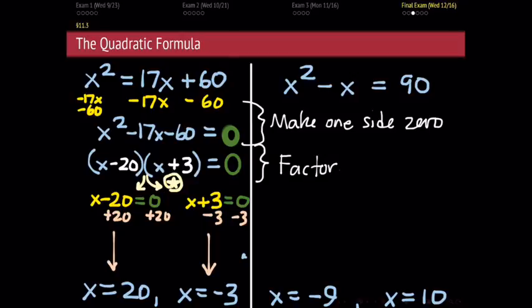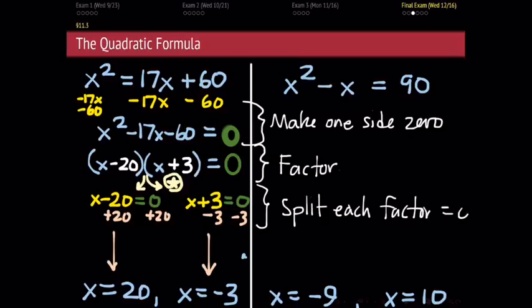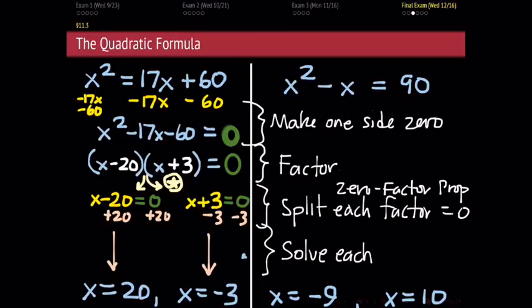And the whole point of doing that factorization is that then we can split each factor with its own equals 0 using the zero factor property. That's the all-important step. And then once we've applied the zero factor property to split the equation apart into two pieces, we can solve each simpler equation.